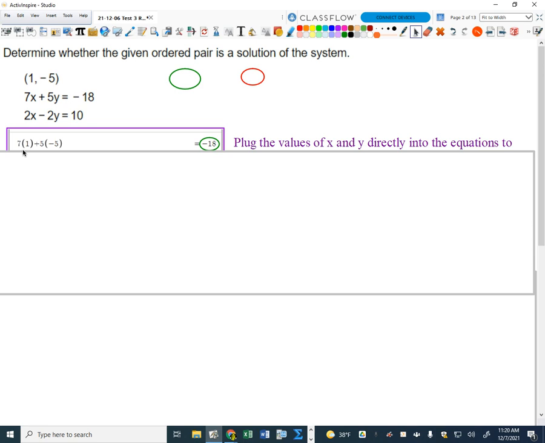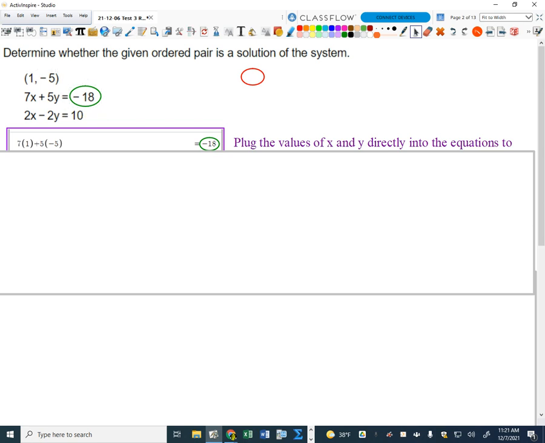So it looked just like this. 7 times 1 plus 5 times -5, and it tells us what the output is. It's -18, which matches the right side of the equation. So in this case, it works. Okay, that one checks out.